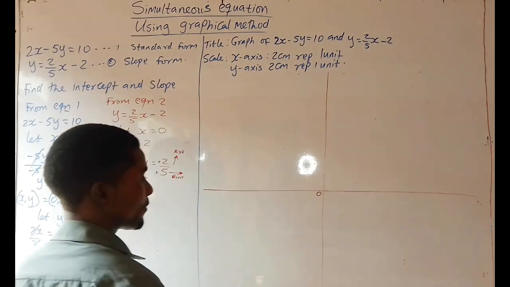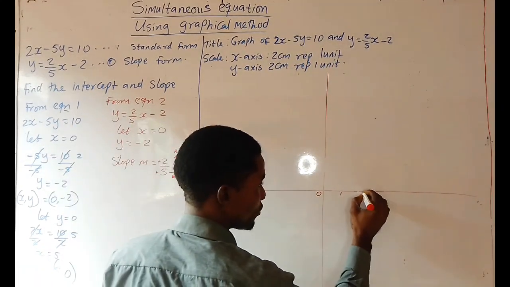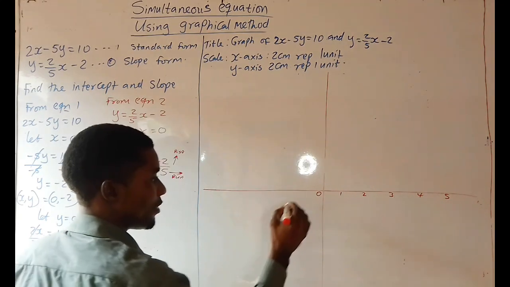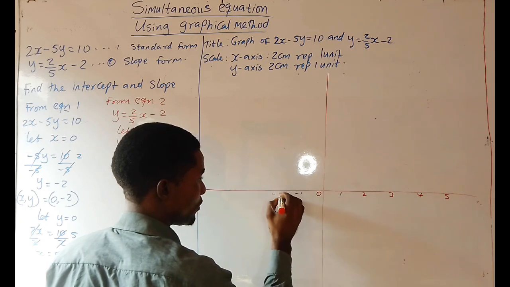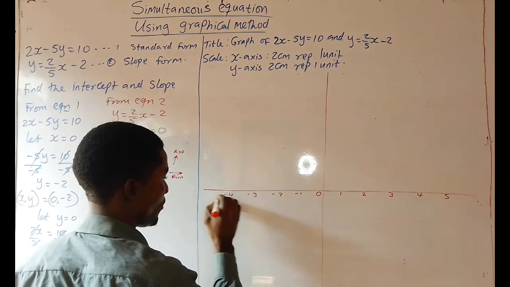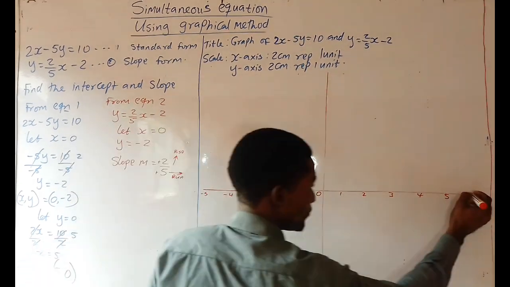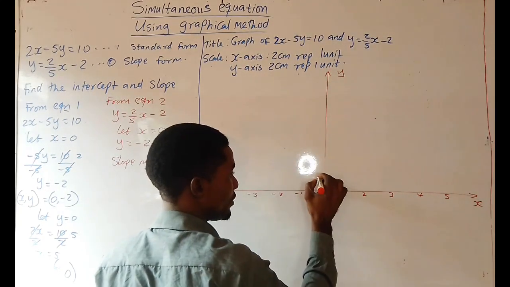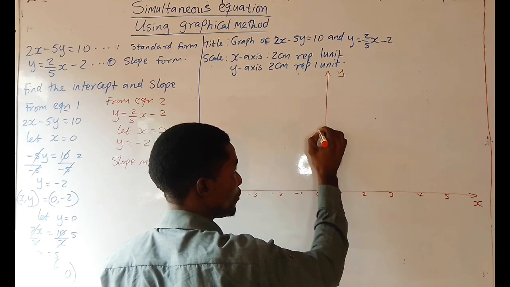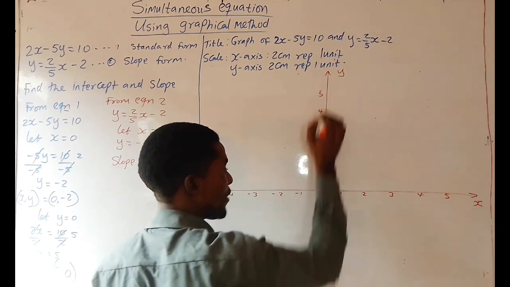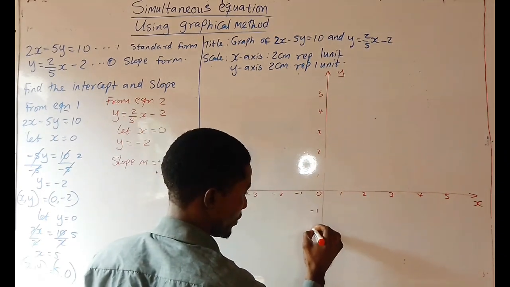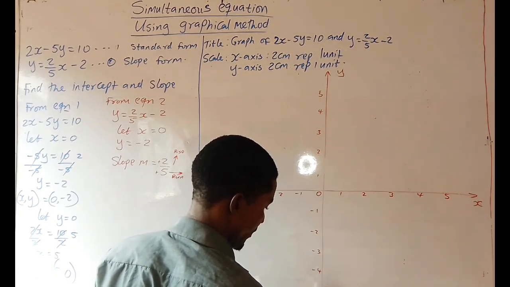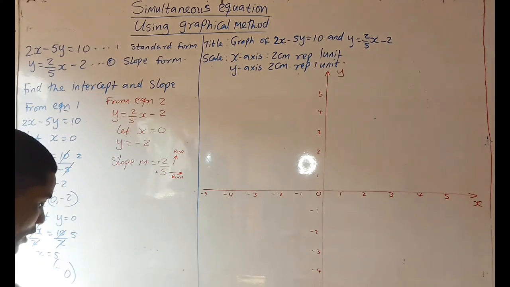Now, let's form our Cartesian plane. This is my origin. I have my 1, 2, 3, 4, 5. Minus 1, minus 2, minus 3, minus 4, and minus 5. X-axis, y-axis. This is 1, 2, 3, 4, and 5. This is minus 1, minus 2, minus 3, minus 4, minus 5. Now, let's plot our graph.